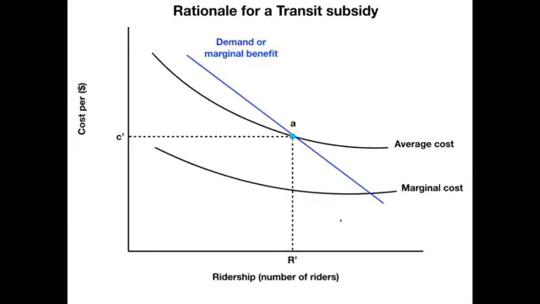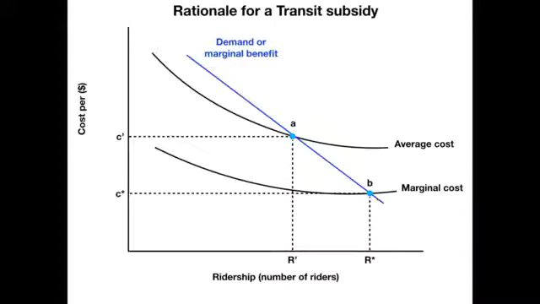However, the socially optimal output level is where marginal cost is equal to marginal benefit. So the marginal cost curve, where it intersects the marginal benefit curve, is point B, and that has a ridership of R star and a cost of C star. The first thing I want you to realize is that if this transit firm were to set price so it made no profits, it's not at the socially optimal level. The socially optimal level is where marginal cost intersects marginal benefit.